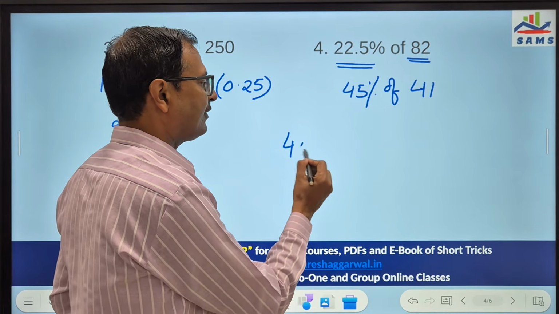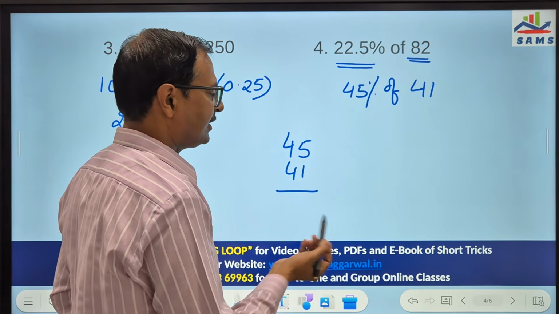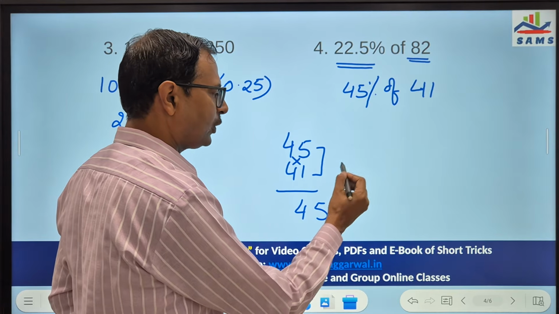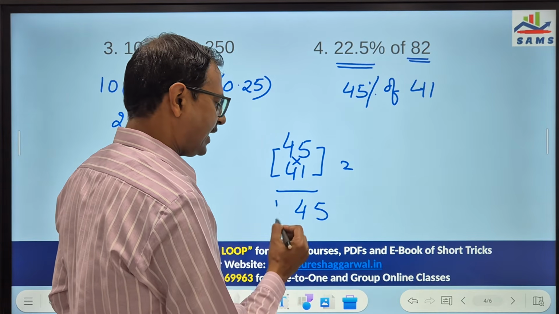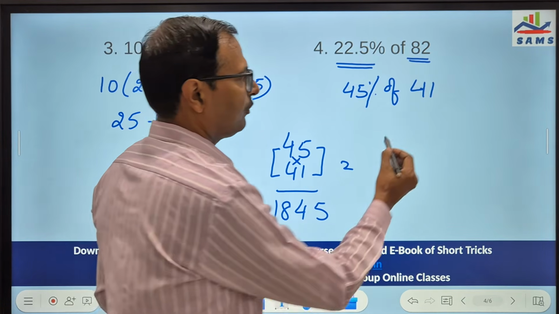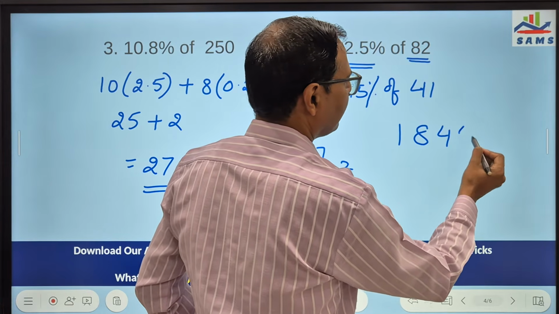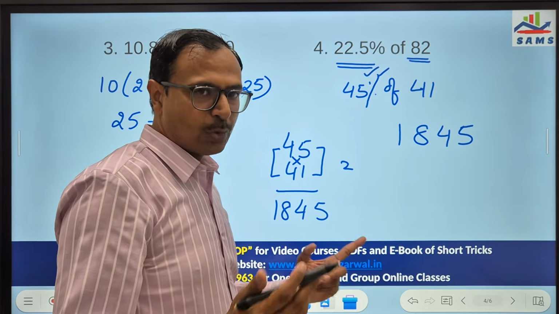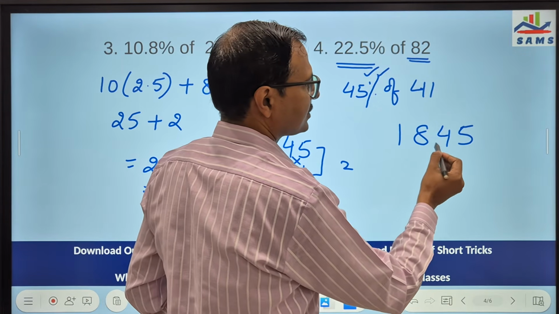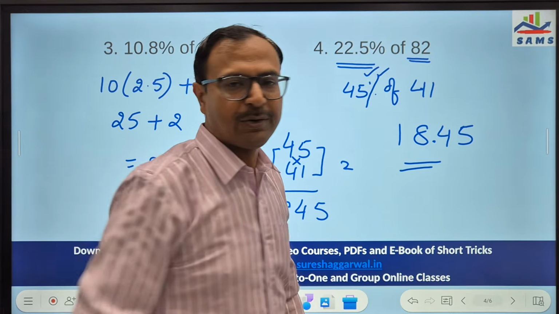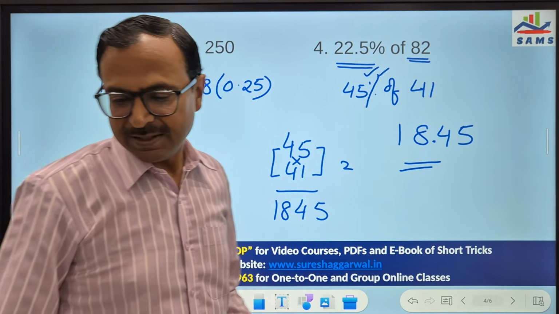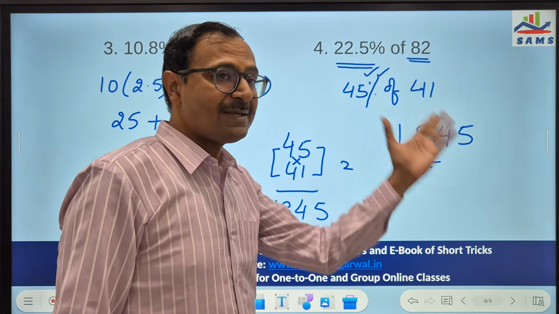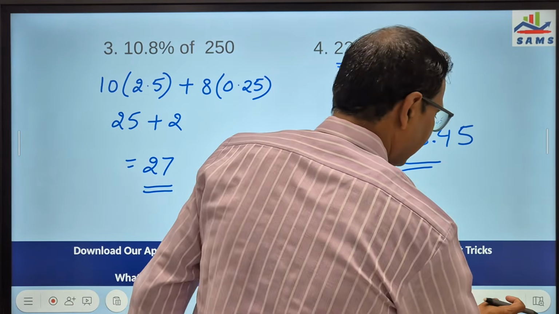So how do you do 45 times 41? This is Vedic maths. 5, 20 plus 4, 24, 4, 2 carry, and then 16 plus 2, 18, 1845. Now 1845. I have to put the decimal now. Percentage means upon 100. So 2 decimal places, and your answer for this question will be 18.45. Now you can see these questions are not going to be trouble for you. These are smart things which you can follow.